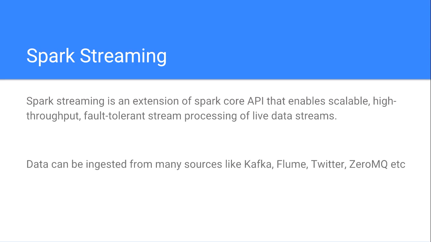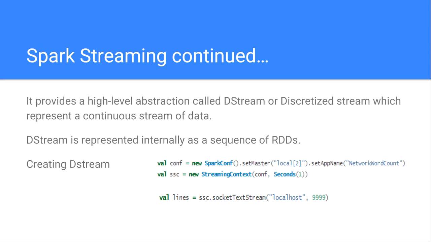So the third API is Spark Streaming. Spark Streaming is an extension of the Spark Core API that enables scalable, high throughput, fault tolerant stream processing of live data streams. So data can be ingested from many sources like Kafka, Flume, Twitter, or ZeroMQ messaging server. In Spark Streaming we have DStream, or discretized stream, a data structure which represents a continuous stream of data. The stream is represented internally as a sequence of RDDs.